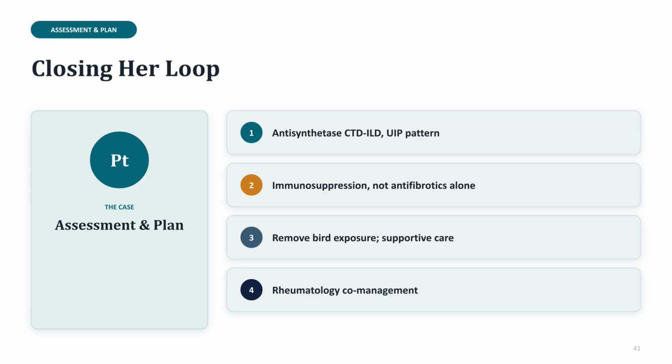Let us close our patient's loop. Assessment. A 65-year-old woman with connective tissue disease, interstitial lung disease, antisynthetase syndrome, carrying a UIP pattern that first masqueraded as idiopathic fibrosis. Plan: immunosuppression with mycophenolate, not antifibrotics alone. Remove the birds. Add oxygen and pulmonary rehabilitation. Screen for pulmonary hypertension. And co-manage with rheumatology. One careful history changed her entire treatment.